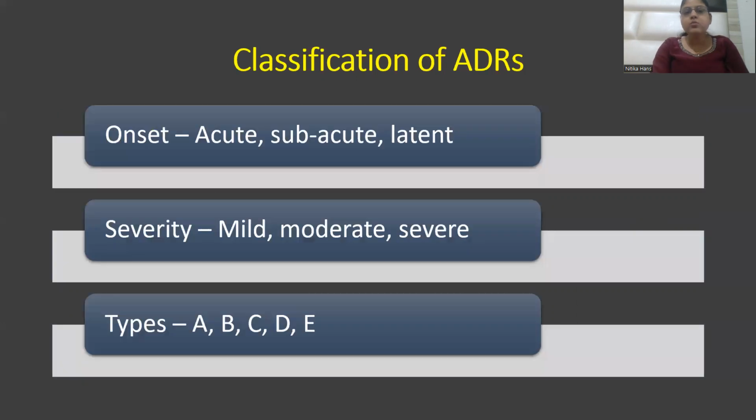Acute is less than 24 hours. If the reaction has occurred in less than 24 hours, that is acute. Subacute is from 1 to 7 days. From greater than 24 hours to 7 days, if the onset is up till that, then it is subacute, and latent is after 7 days. If the adverse reaction has occurred after 7 days, it is latent.